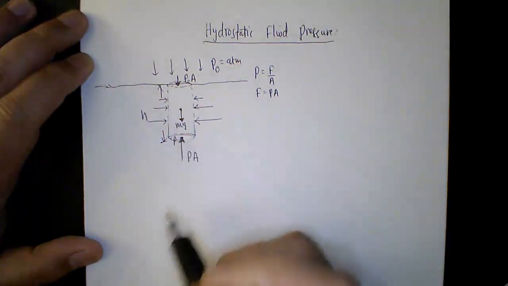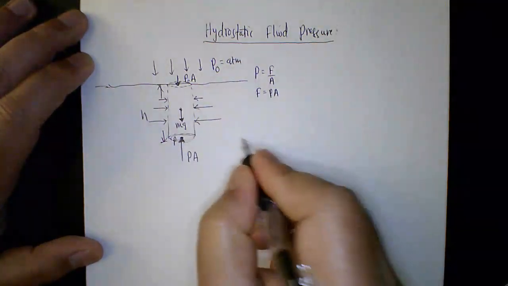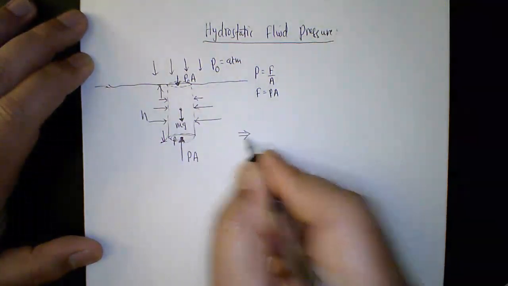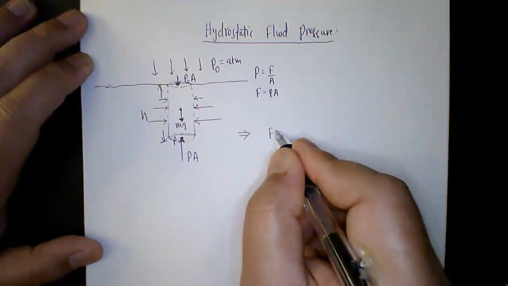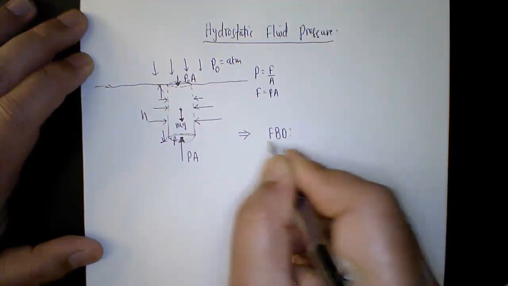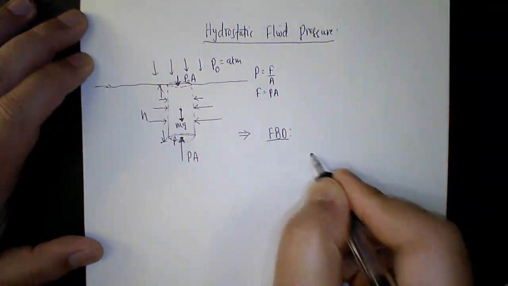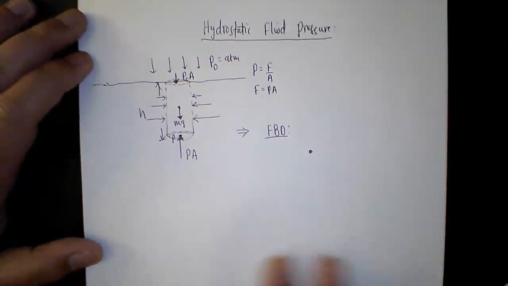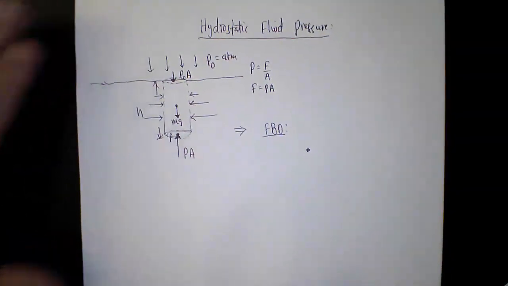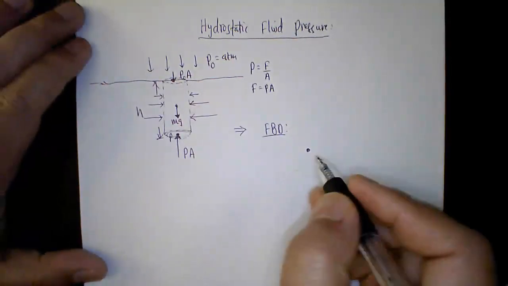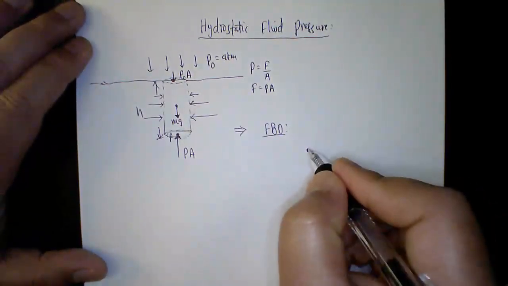That's the weight of the cylindrical fluid. Then you can draw a nice free body diagram. FBD means free body diagram. Before you solve this problem, whenever forces are involved, make sure you first draw a nice free body diagram. So your free body diagram will be something like that.